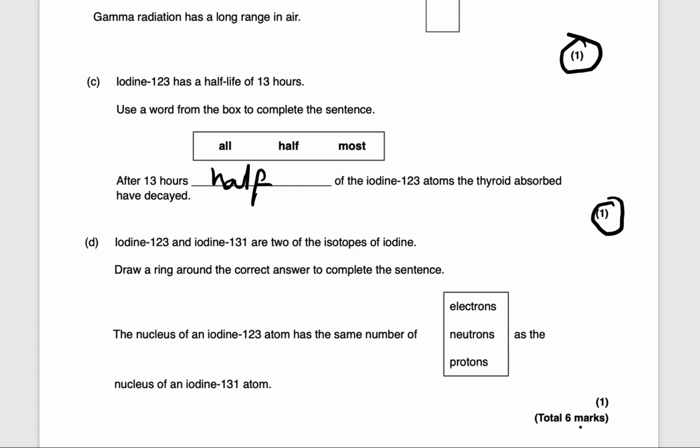Iodine 123 and iodine 131 are two isotopes of iodine. Draw a ring around the correct answer to complete the sentence. The nucleus of an iodine 123 atom has the same number of what as the nucleus of the iodine 131 atom. Remember, isotopes have the same number of protons but a different number of neutrons. So the correct answer is that they have the same number of protons but a different number of neutrons. That will get you 1 mark.